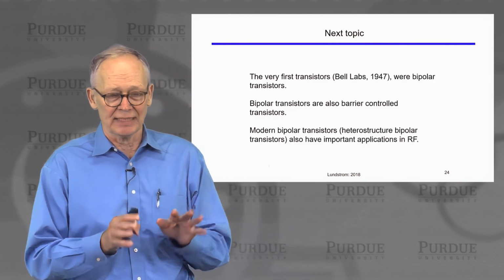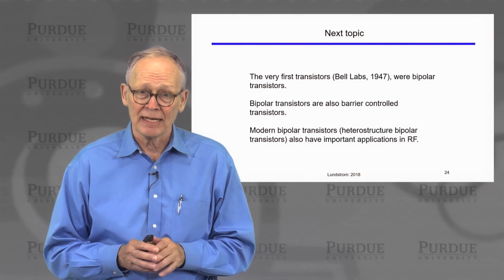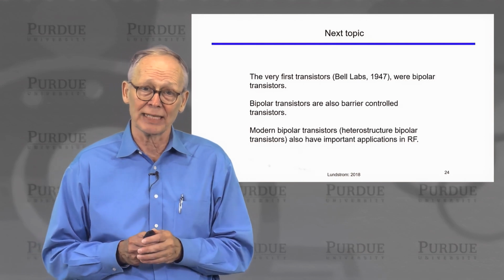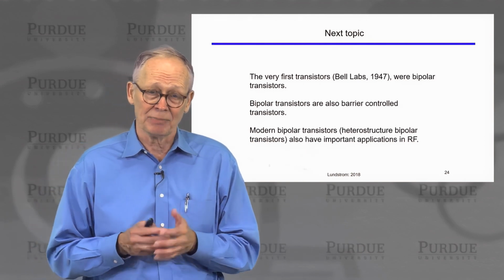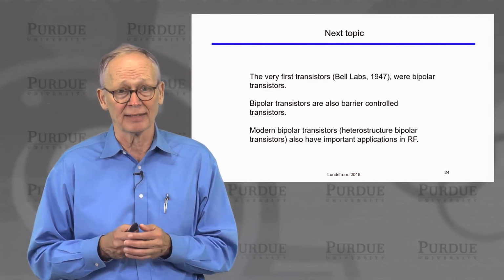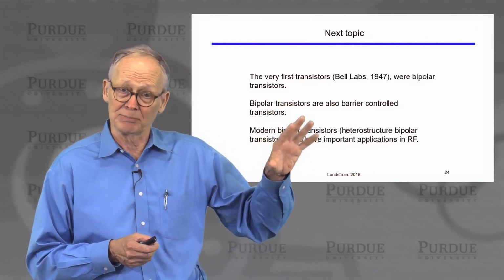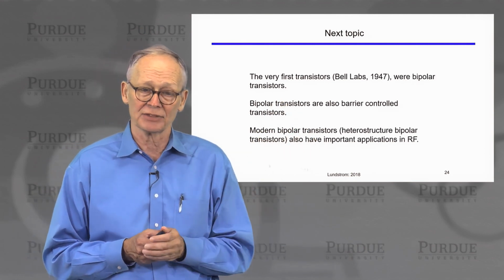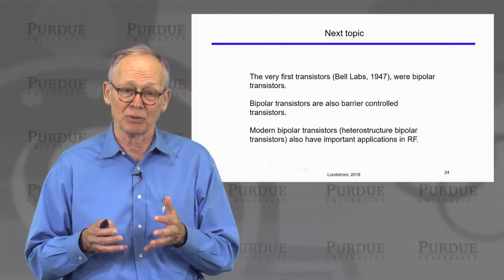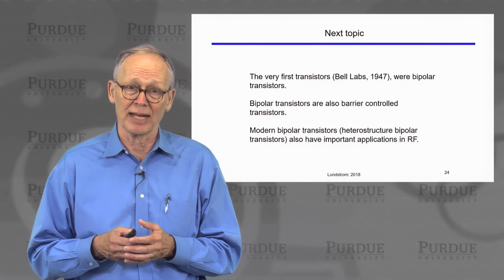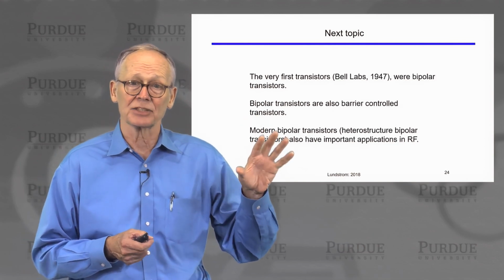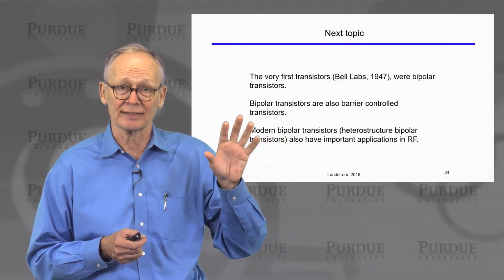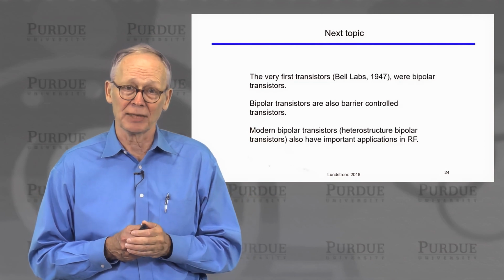Okay, so we've seen another type of transistor in this lecture. There is a different type of transistor. The very first transistor that was invented at Bell Labs is something called a bipolar transistor. A bipolar transistor operates in a little different way than a field effect transistor does. But bipolar transistors are barrier-controlled transistors also. And modern bipolar transistors, which are usually heterostructure bipolar transistors, also have important RF applications. The next lecture will be a brief review of p-n junctions in order to set the stage for our discussion on heterostructure bipolar transistors.